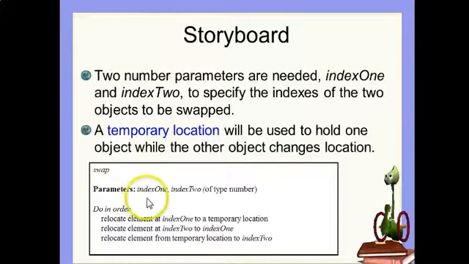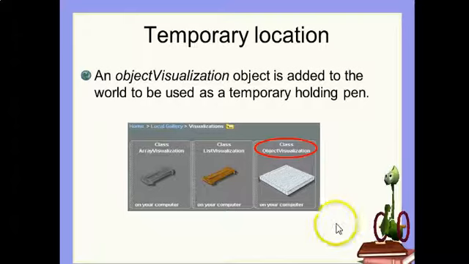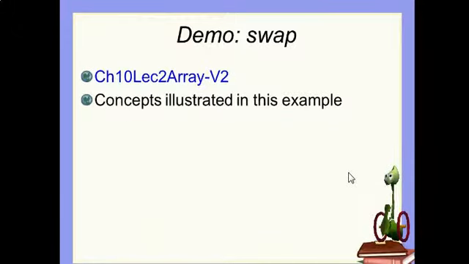So here's the storyboard. You've got 2 different items, 2 different indices, and we're going to move one of them to a temporary location, put the second one where the first one was, and put the original in where the second was. Okay, so you can see it's a little platform. This is called object visualization. This is going to be our holding pen for them, our place that we put them while we're swapping them out. So let me show you what that looks like.